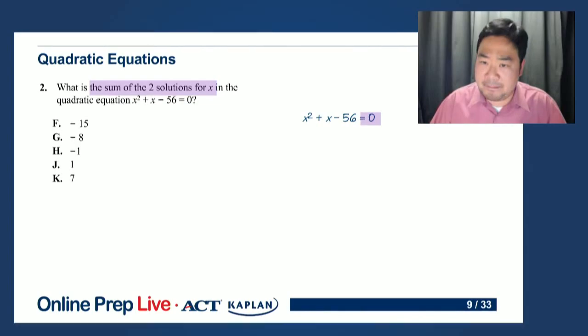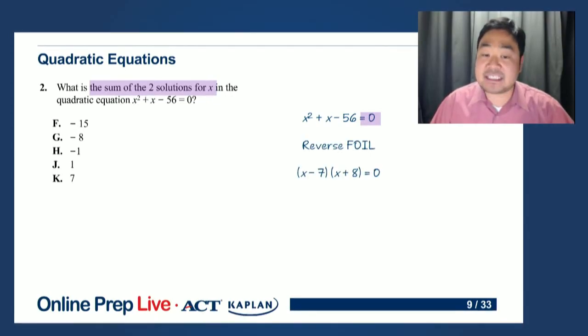And then what two numbers, in this case, do you multiply together to get negative 56 and add together to get positive 1? In this case, if you notice, we've got x minus 7 and x plus 8. Negative 7 and positive 8 will add together to get positive 1 and multiply together to get negative 56. So if we know these two factors multiplied together equal 0, then we set each of those individual factors equal to 0, and we've got x is equal to 7 and x is equal to negative 8.